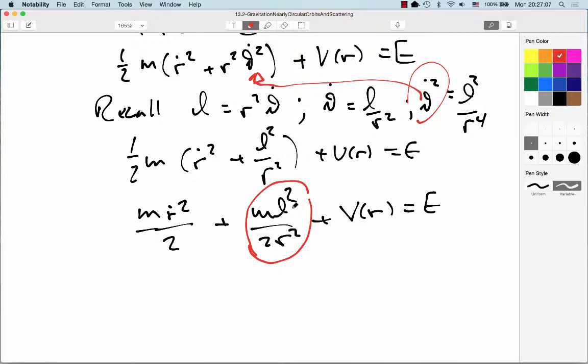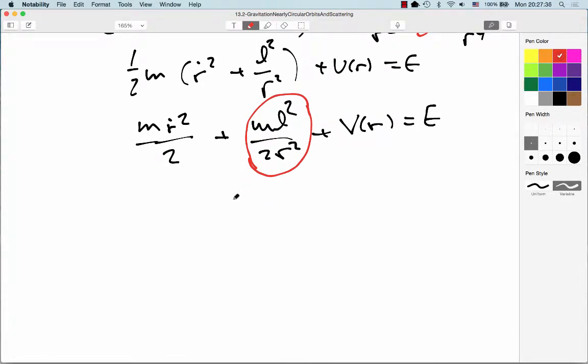L is a constant by conservation of angular momentum since it's a central force. But notice here that this does not depend on r dot, and it doesn't depend on theta at all. If I just wrote this term down, you would assume that it was some sort of potential. It's really part of the kinetic energy, but it only depends on the position. So this bit here usually gets the name centrifugal potential.